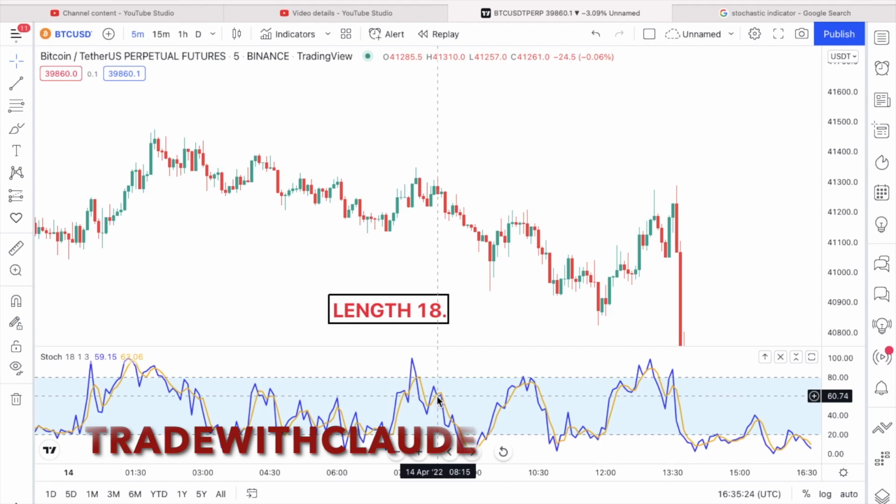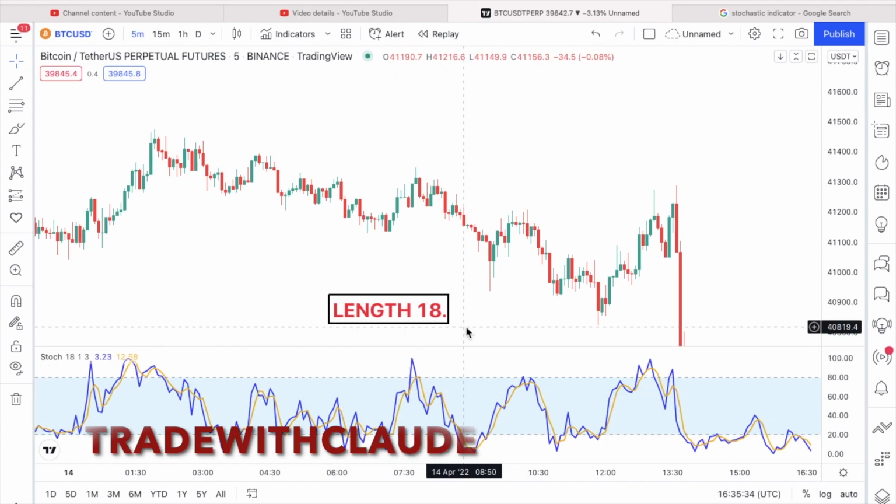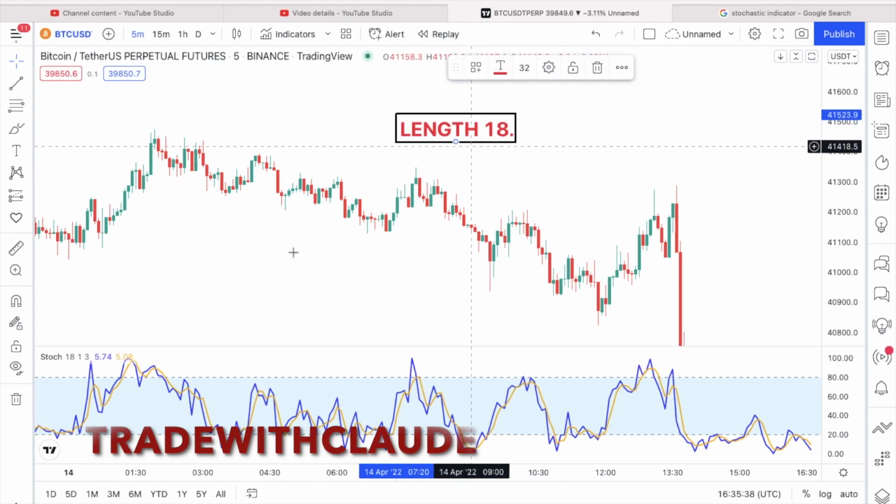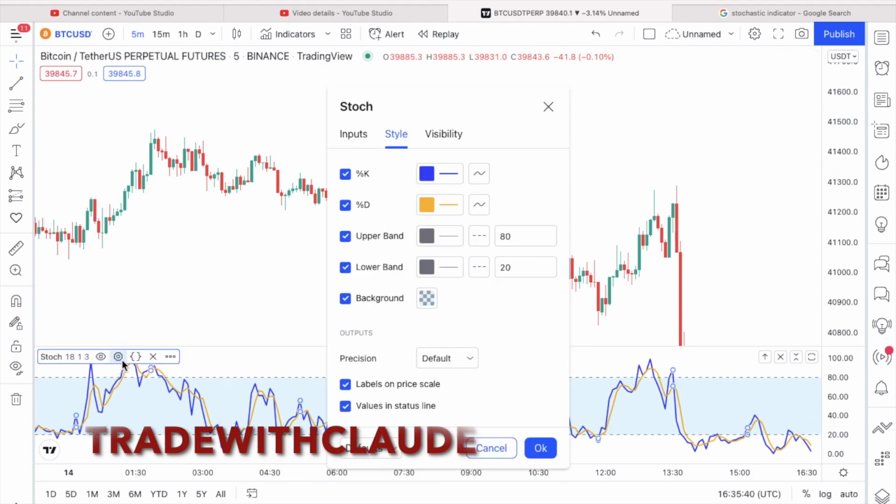You just want to be trading and trading and trading. You can use the stochastic for such trades, entries, and results. So now again, you've known what the length is, so write it somewhere. Your stochastic length should be 18. You can go as high as 20.